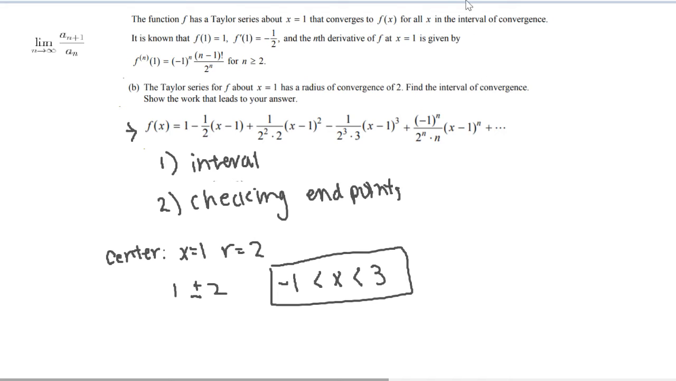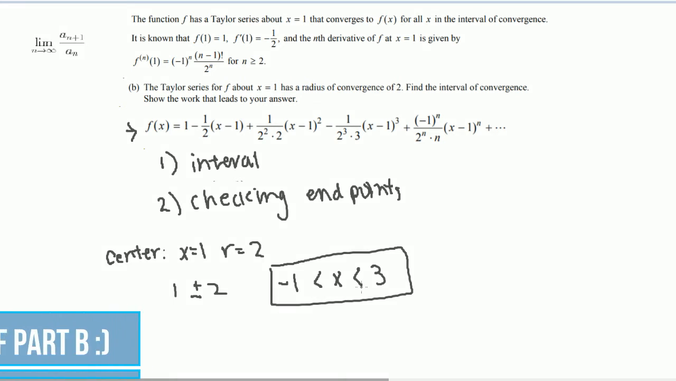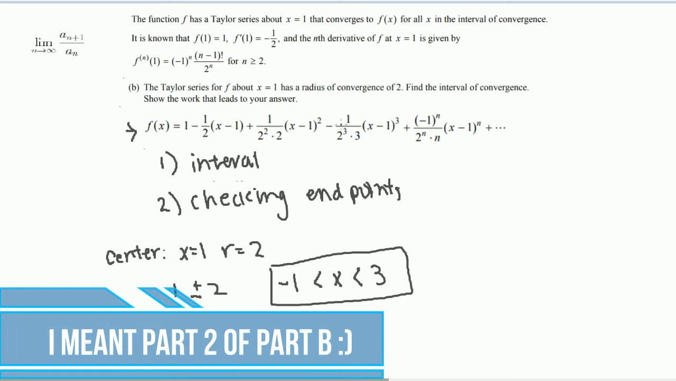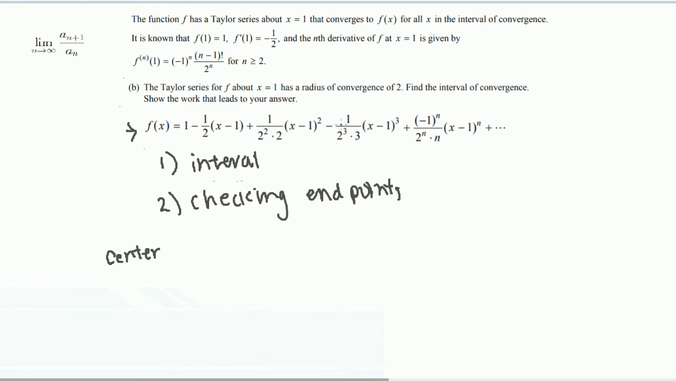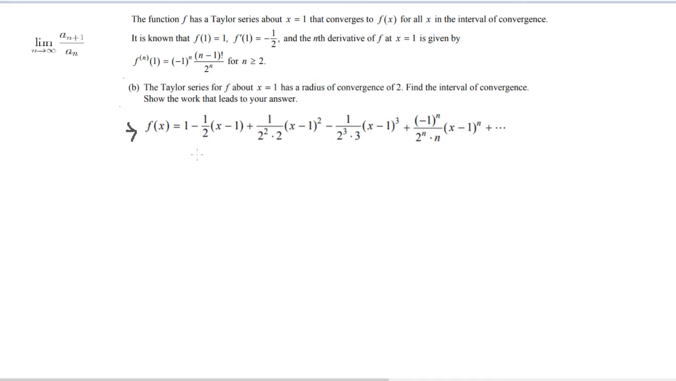The reason why we have to do the second part, which is checking the endpoints, is because we have to know if x is equal to or just greater than. I'm not sure if I worded that right, but still, I know you understood. So in part 2, let's check the endpoints.